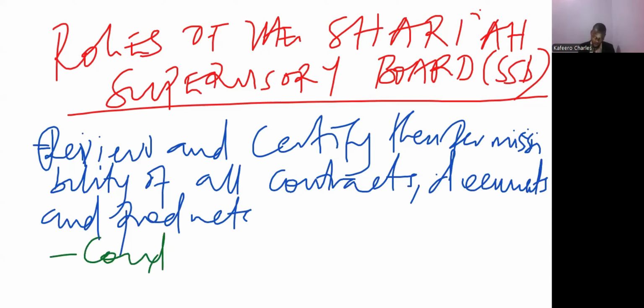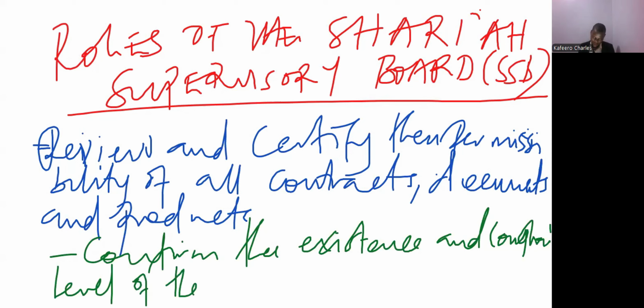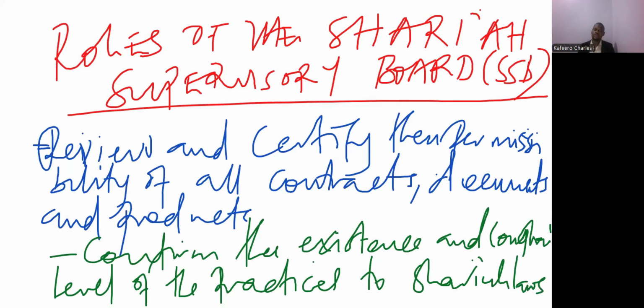Number two, they confirm the existence and compliance level of the practices to Sharia laws. In other words, they look at what these banks are doing, the Islamic banks. What are they doing? Are they in line with the things that are supposed to be done? Are they doing the right thing?